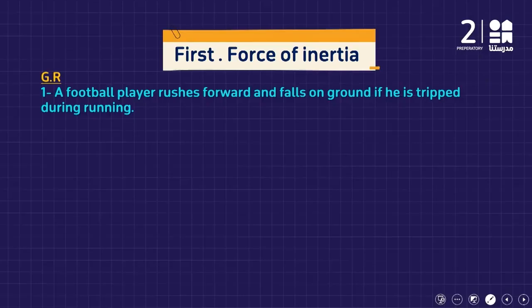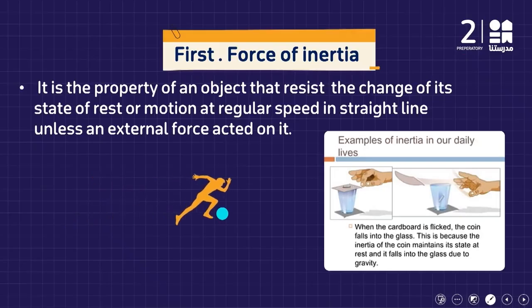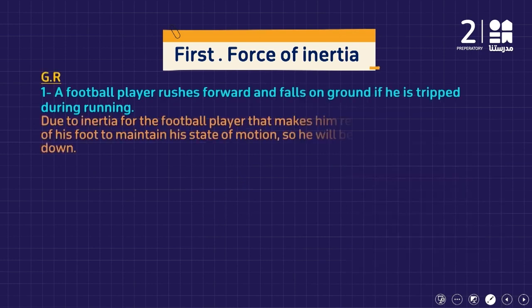So here we give a reason why a football player rushes forward and falls on the ground if he is tripped during running. As you see here, he tripped during running, so his body rushed forward. Why? This is due to the inertia of the football player that makes him resist the sudden stopping of his foot to maintain his state of motion, so he will be forced forward and fall down.